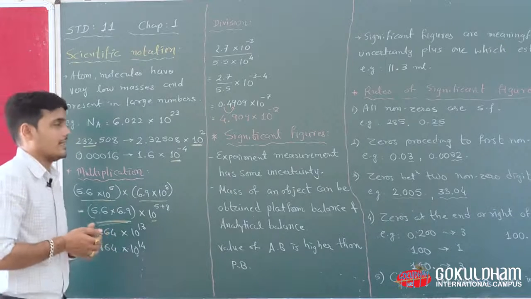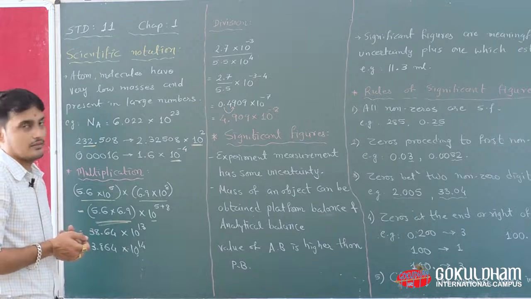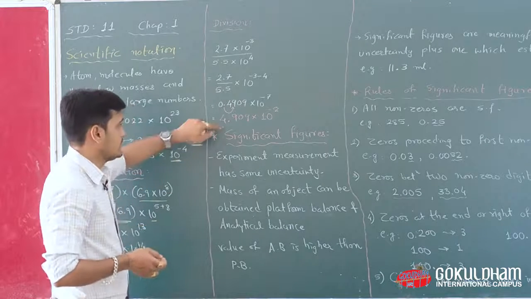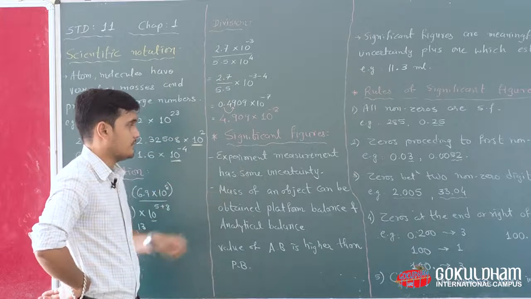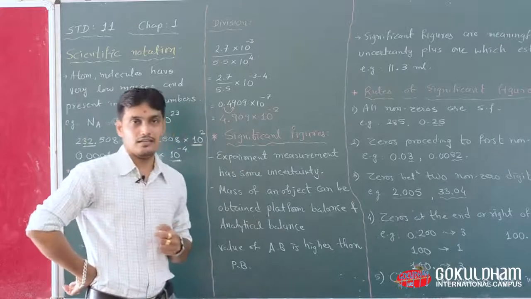In the further lecture, our second topic is significant figures. These significant figures come from experimental measurement. Experimental measurements are uncertain and not precise.